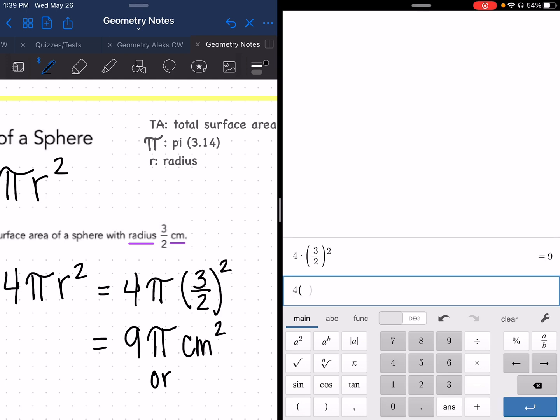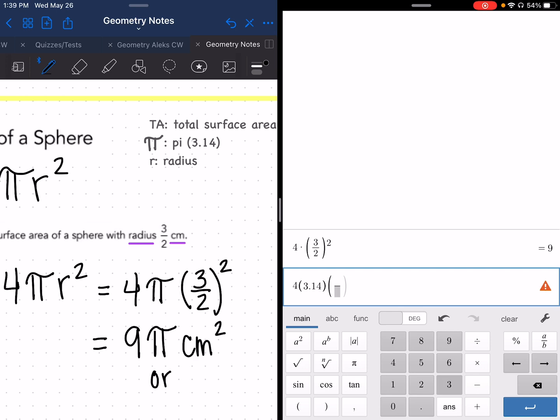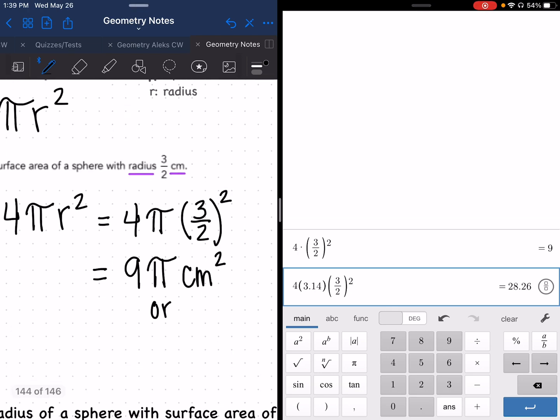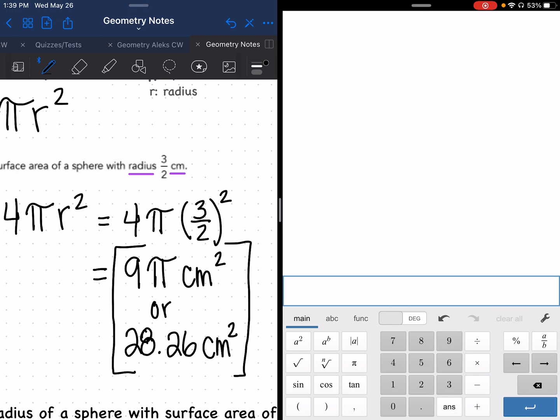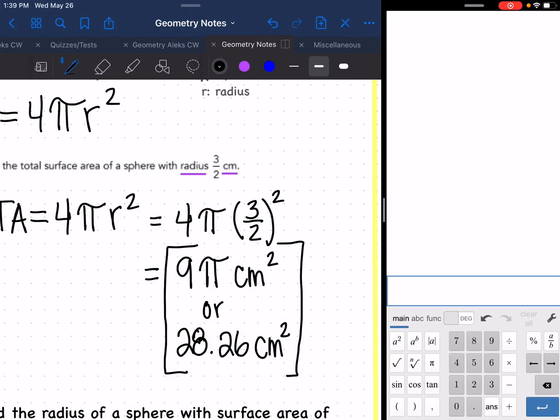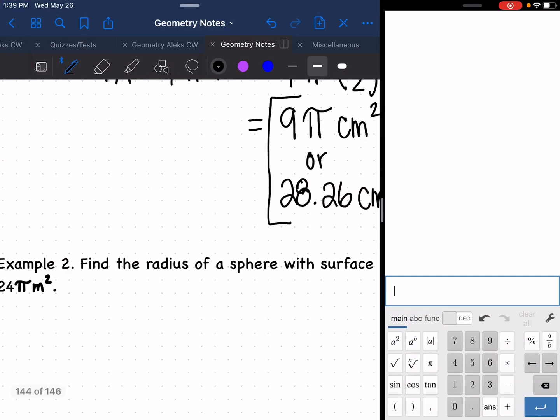So 4 times 3.14 times the fraction squared. You could be asked to do the whole thing. It just depends. Go ahead and make sure that you read your question when you get to your ALEX, because the top one, the 9 pi, is in terms of pi, and it'll say that. And the second one, the bottom one, is when it says use 3.14 for pi. Okay, I'm going to go ahead and clear that and slide that over a little bit more. And let's take a look at the next one.